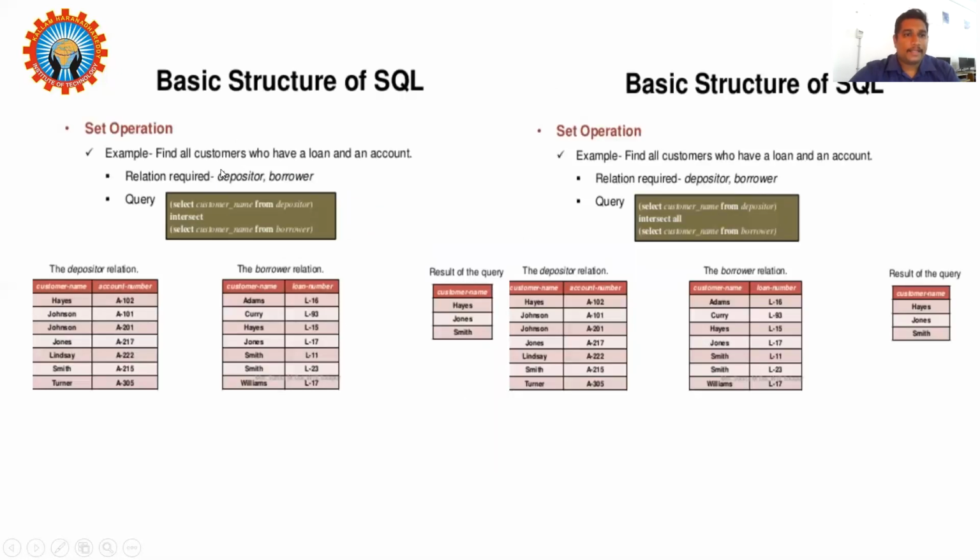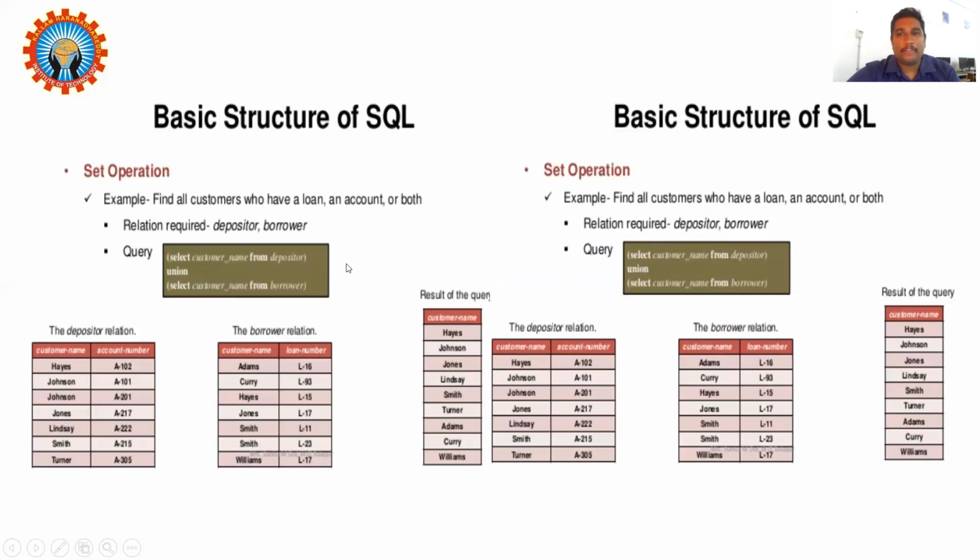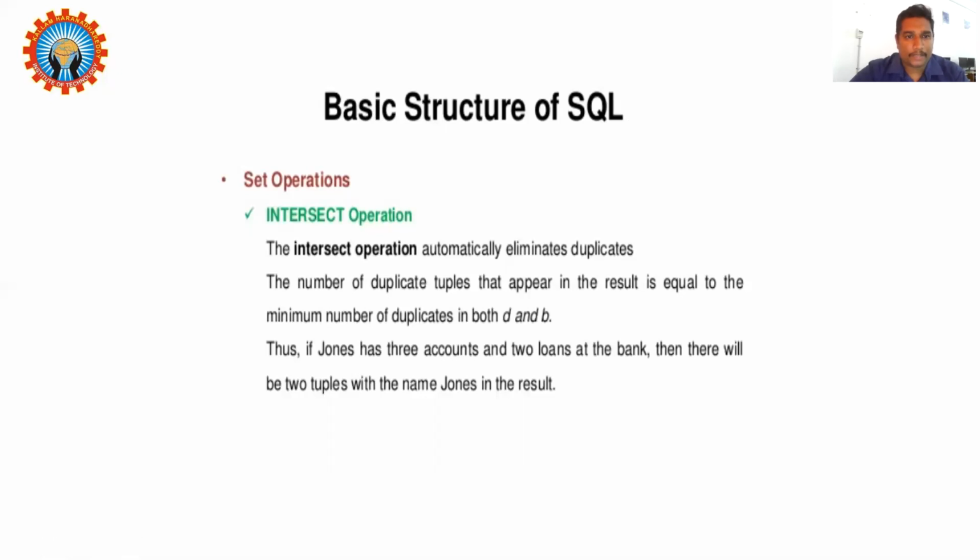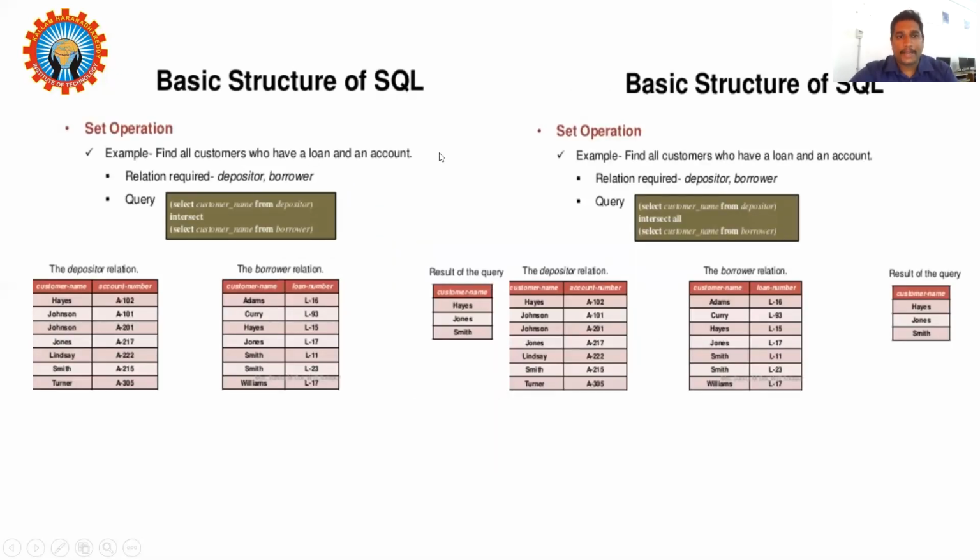Next, this is an example for set operations. Find all customers who have a loan. Here, by default, union is taken, and intersect is taken as the intersection. So for both loan and account, you give the attribute name from the depositor relation, and using the set keyword intersect, the attribute name from the other relation. So you get the answer, the combination of these two names, which have common values.